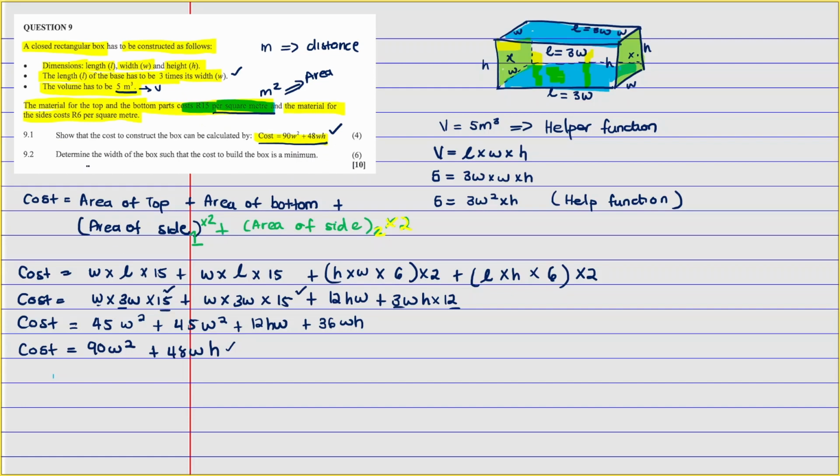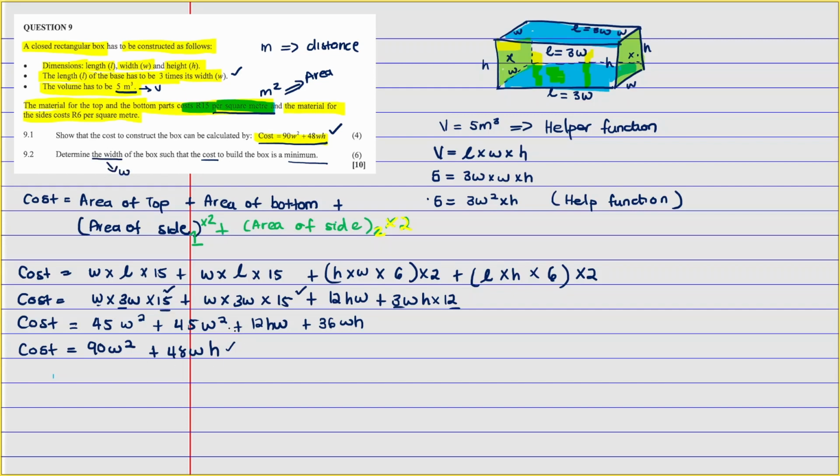The second one says determine the width of the box such that the cost to build the box is minimized. So what do we see? We see that the one we need to minimize is the cost, which is nice. If you got to the test and you didn't know how to find cost, you could have used this and the helper function to find the minimum cost. So what are we looking for? We're looking for the width. We're looking for W.